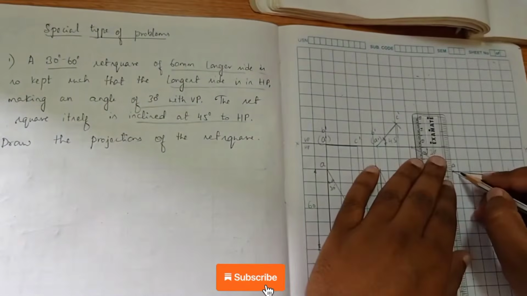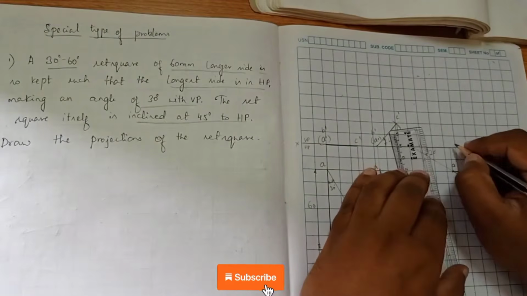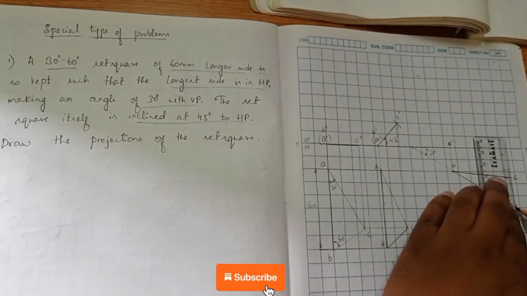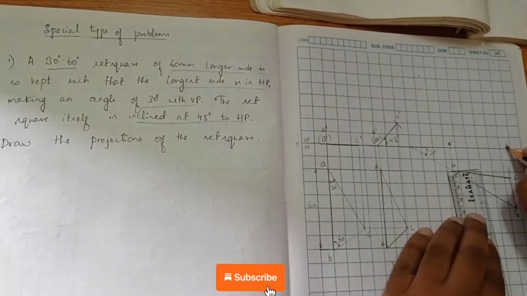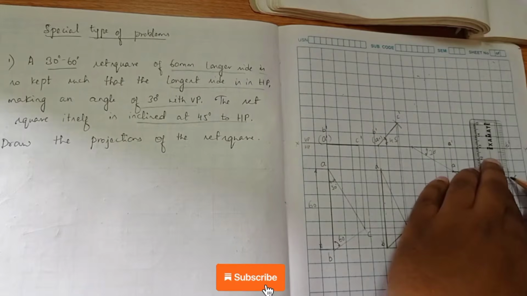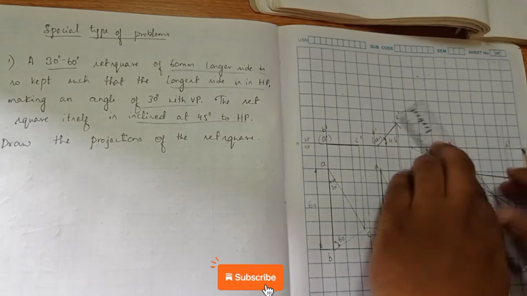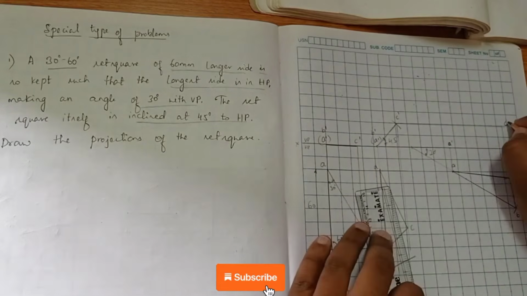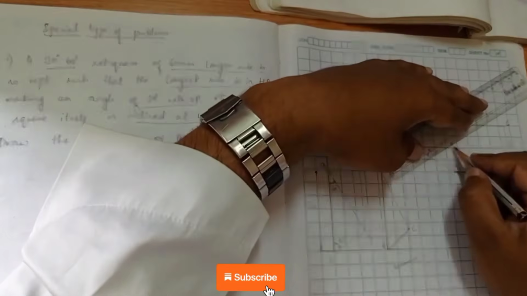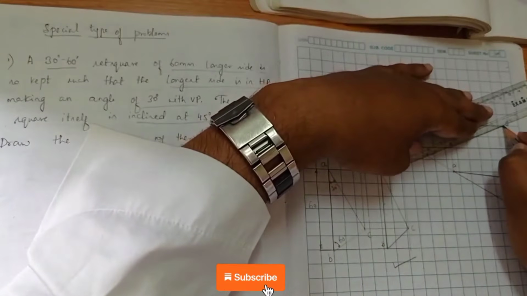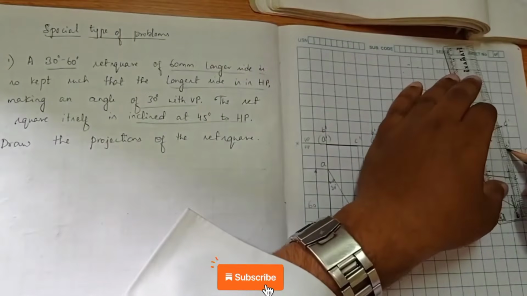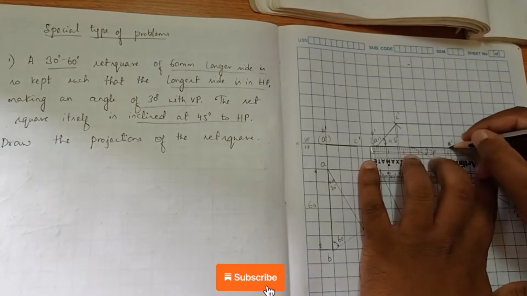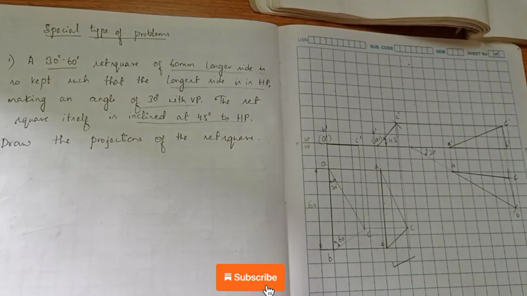To complete the final position, here we get A dash. Similarly, we got B dash here, and C dash we are getting here. So this is C dash. Now we will join to complete the final view. So that completes the problem.